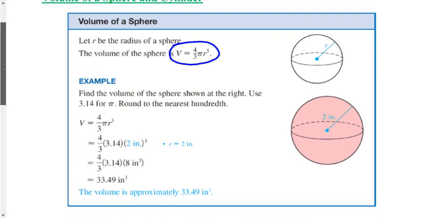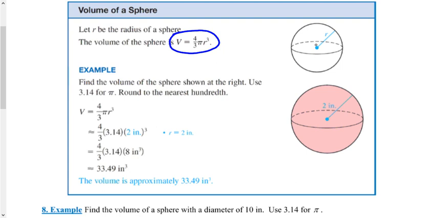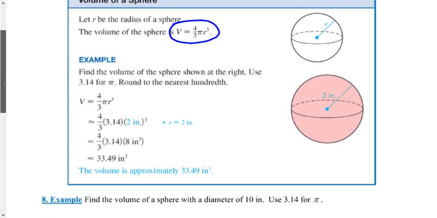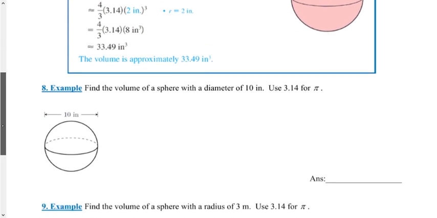Okay, when we're working with volume, that's a cubic unit, so we're going to use this radius. It's almost like a length times width times height, where they're all the same. So 4/3 pi r cubed will get us the volume of a sphere. Here's a nice little example that you can look at. Let's move on and do one together now.